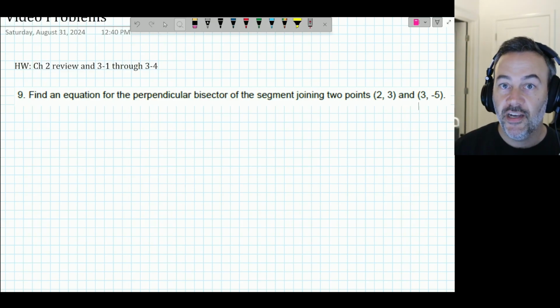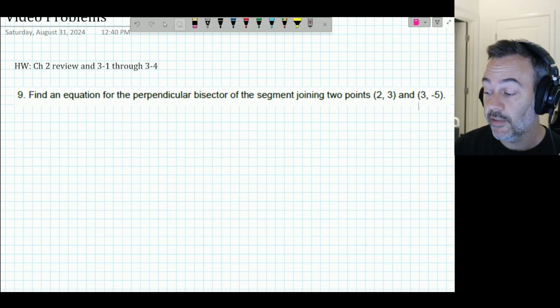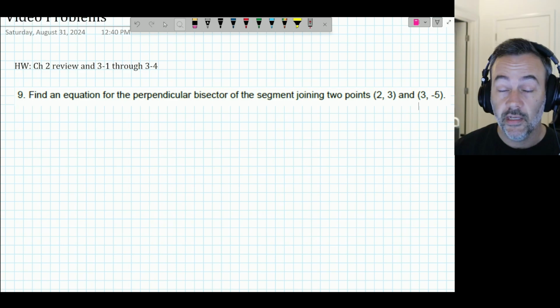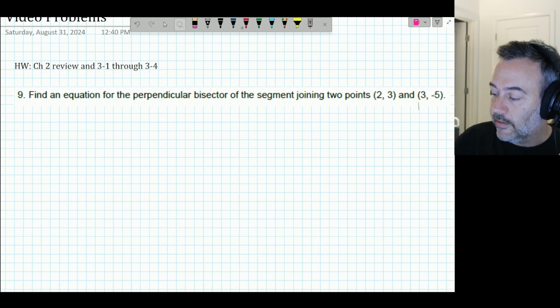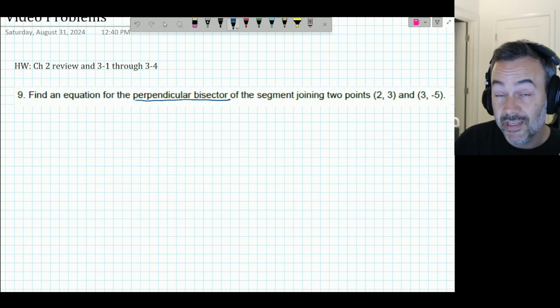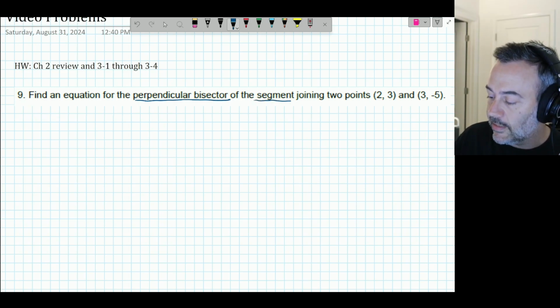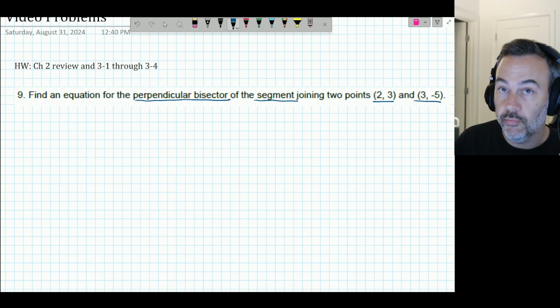Hey, Algebra 2. I got a number of questions about this one from the homework. It's to find the equation of a perpendicular bisector of a given line segment. I just want to quickly go through that in case you had trouble with it. We want to find the perpendicular bisector of the line segment joining these 2 points.